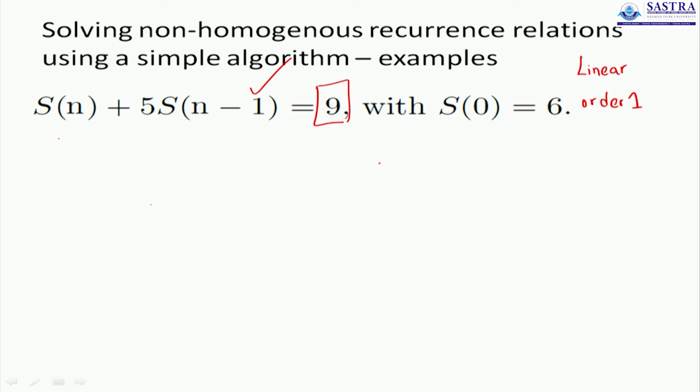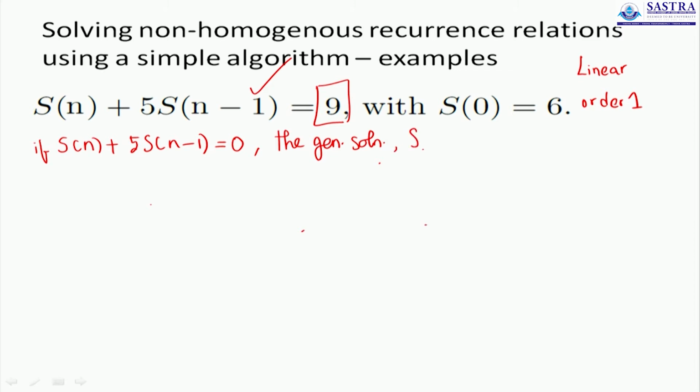So we will treat this as though we are still not deviating from the question, we have the right to do that. We will treat it as though it is a homogeneous recurrence relation and get its general solution. So if S of n plus 5 S of n minus 1 is 0, then the general solution, and how do we get the general solution?